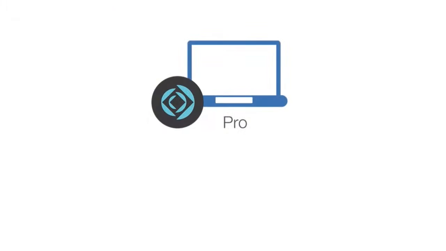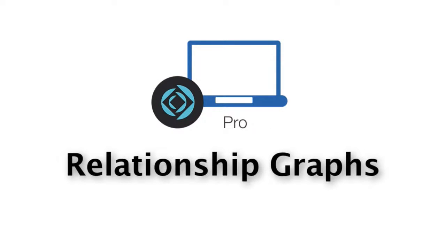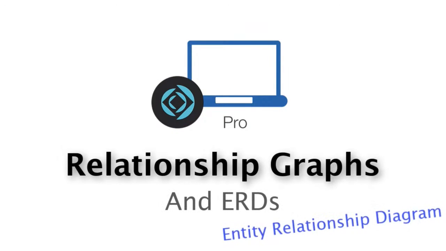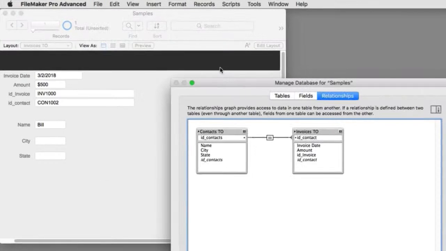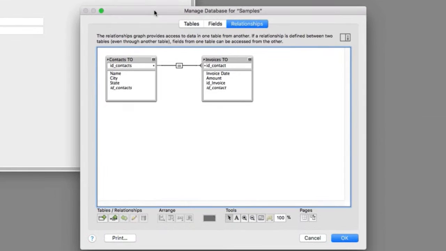In this video, I want to continue our conversation about relationships and compare that against an entity relationship diagram. Now, first off, let's cover a little bit more about relational design here. I'm going to go to Manage, Database, and we're on our Relationship tab already. I'm going to zoom in here real quick.